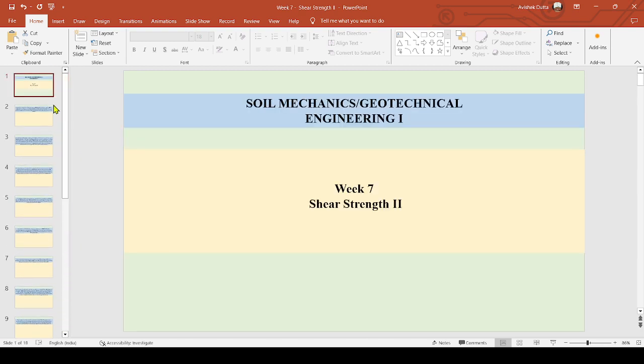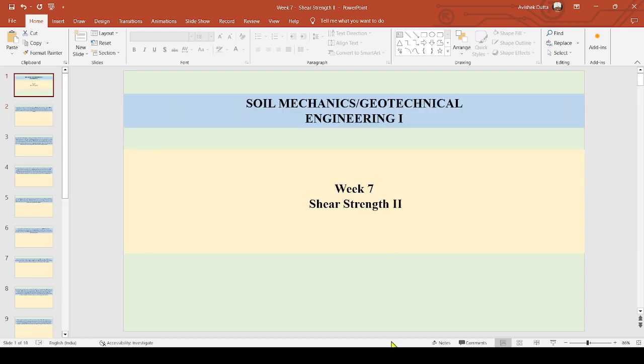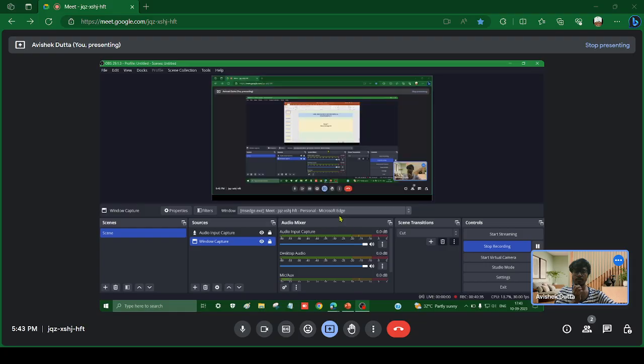If anyone joins, and anyone has copied the question, they can start solving. I have dictated all the questions and I'll take some time. If anyone has joined, they can start writing the questions, that is the solutions. I'll join after a while and start discussing the solutions.